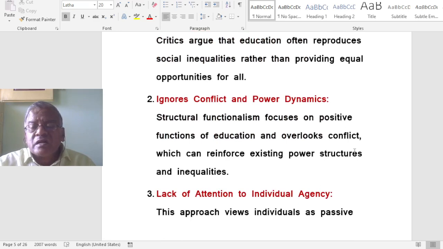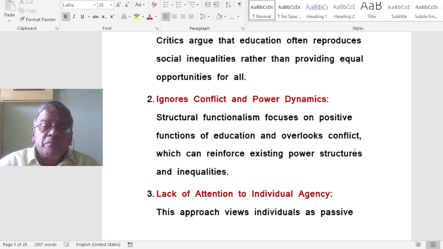And also, structural functionalism theory ignores the conflict and power dynamics. Structural functionalism focuses on positive functions of education. Goody-goody things, always good, something like. So, it overlooks a conflict which can reinforce existing power structures and inequality. Structural functionalism theory doesn't talk about evil things in the society or in education even. So, it maintains or reinforces existing power structures and inequalities. That is another criticism. It ignores conflict and power dynamics.